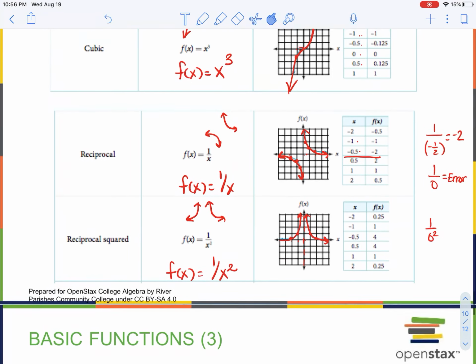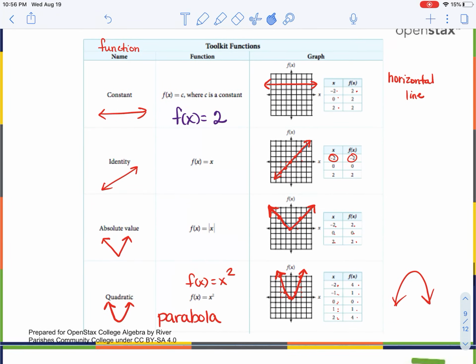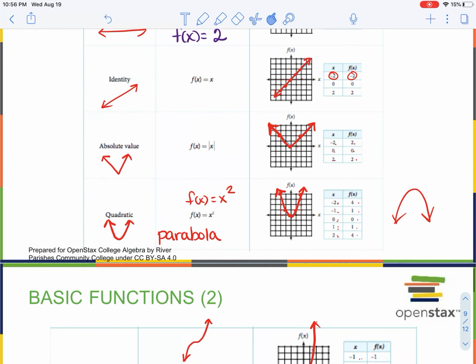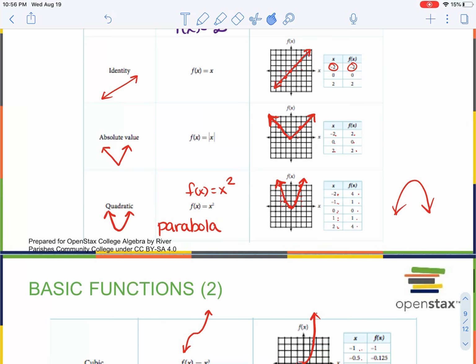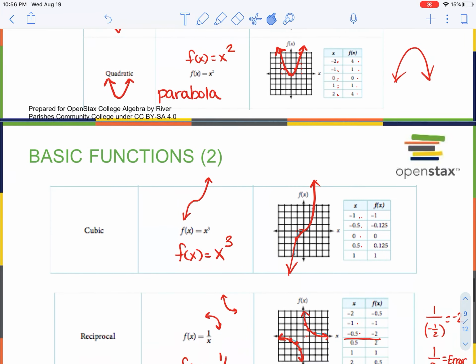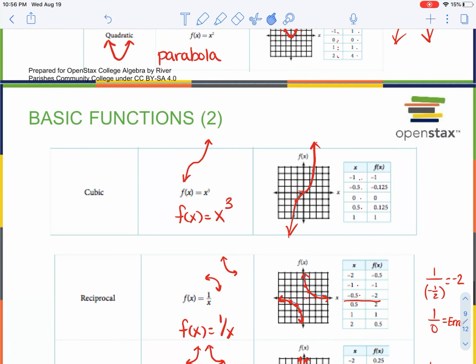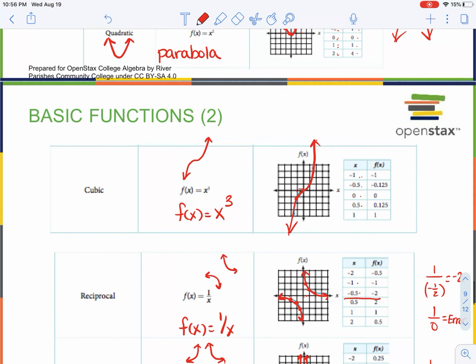And we have a few more. 2 more, I believe. Yeah. So just to review so far, we've got the constant function, which is a horizontal line. Identity function is a diagonal line. Absolute value is a v. Quadratic is a parabola. Cubic is kind of like a parabola, but on one side it goes up, and on the other side it goes down. That's the way I think about it anyway.